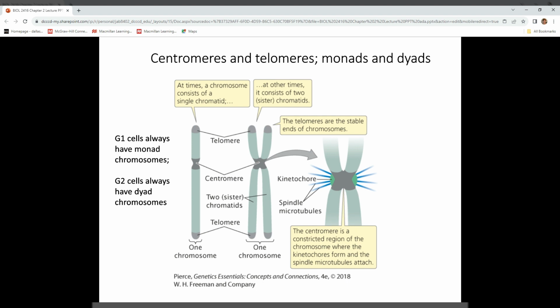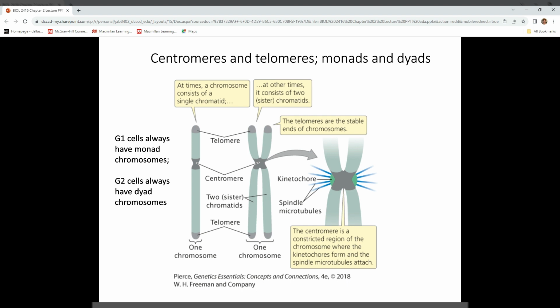So when we look at linear chromosomes from a eukaryote, we will be talking about chromosomes in different forms. On the left side of this image, you see a chromosome, and this is a double helix of DNA that's wrapped around histone proteins. And you can see that what they're calling one chromosome can also be called a monad or a single chromatid.